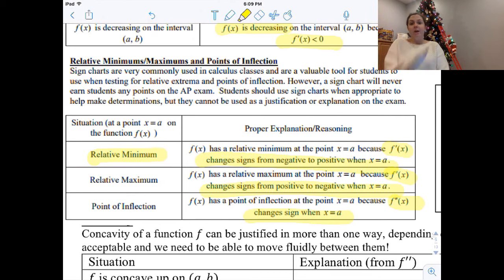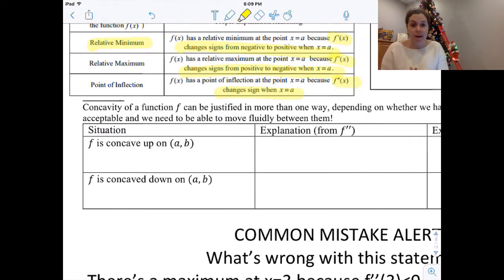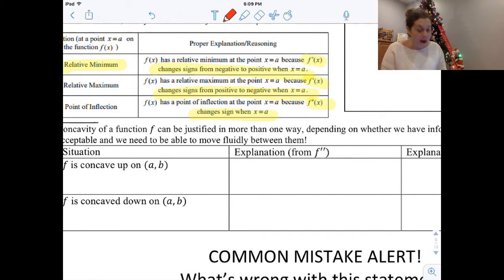Concavity. This is something we're going to talk about a little bit further in depth. So f is concave up, and from f double prime, I know that's when f double prime is positive. It's concave down when f double prime is negative. Notice, nothing to do with maxes and mins, right? Concavity has to do with the second derivative.